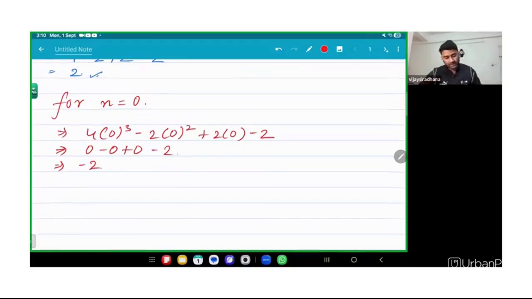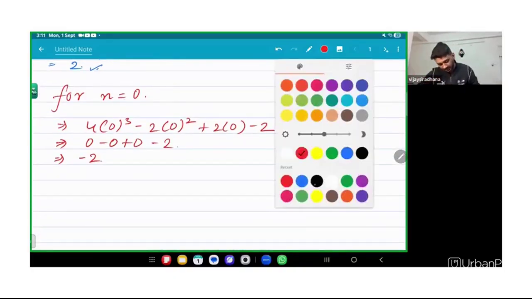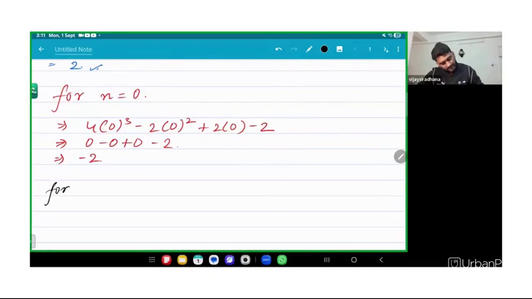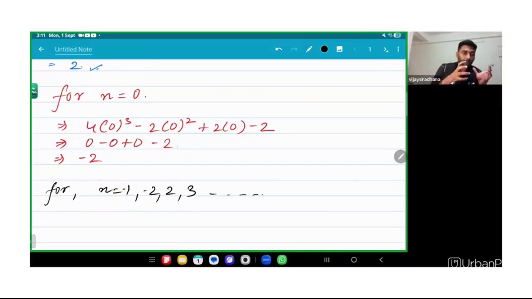From your side, you can also try the same thing for x equals minus 1, minus 2, 1 we have already done, 2, 3, and so on. So for a specific number, whatever value of the polynomial we are getting is known as the value of polynomial.